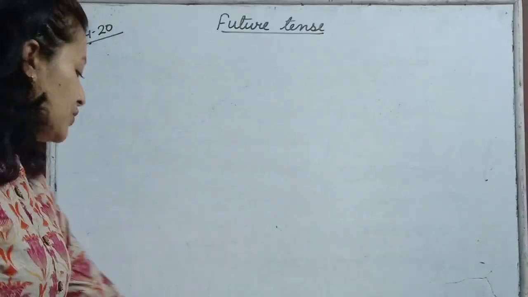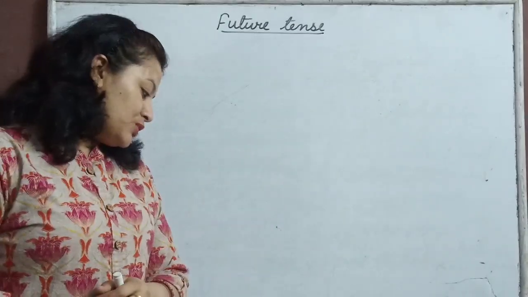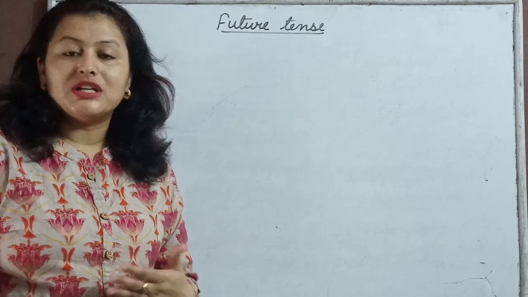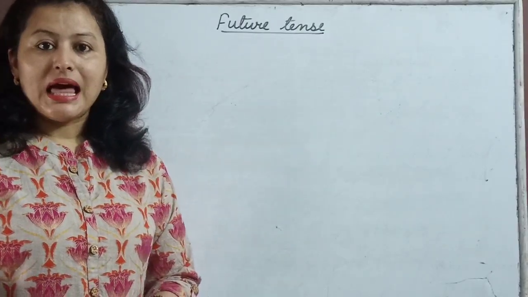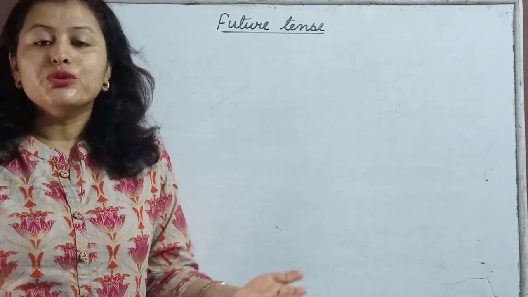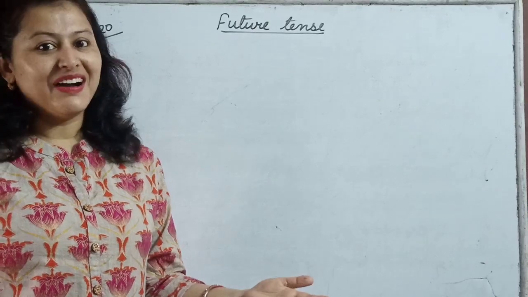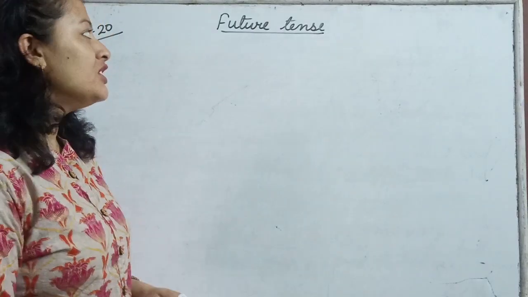Okay, so in our series of tenses, today I'm going to tell you about the future tense. So let's start. Future tense is used to express the action or event which is likely to happen in the future. And the words to express or denote the future which we use, you all are aware, are will and shall.